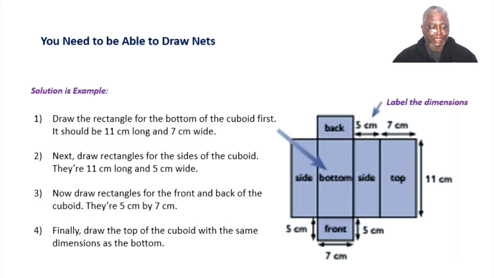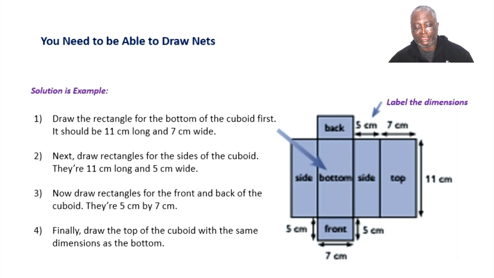Next, draw the rectangles for the sides of the cuboid. They're 11 centimeters long and 5 centimeters wide. And then draw the rectangles for the front and back of the cuboid. They're 5 centimeters by 7 centimeters. Finally, draw the top of the cuboid with the same dimensions as the bottom.